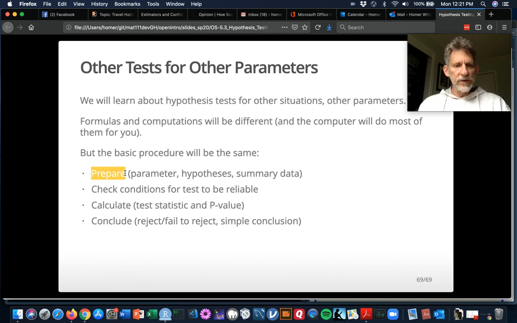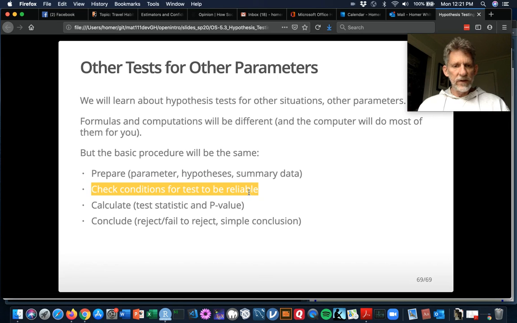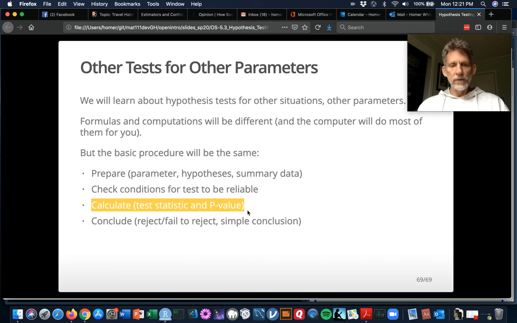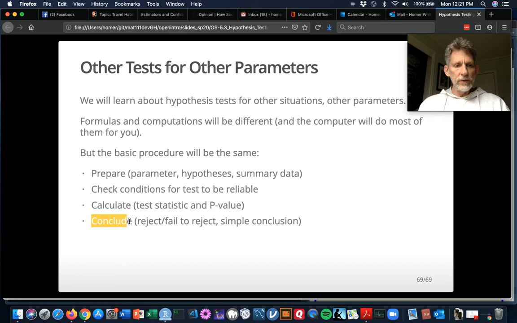You're going to have a prepare step where you define a parameter of interest, state your hypotheses, and set up whatever summary data is going to be needed for the test. You're going to need to check some conditions for the test to be reliable for most of the tests that we do. You're going to have to look at what R gives you for the test statistic and the p-value. And you're going to have to use that to draw your own conclusion as to whether you're going to reject or fail to reject the null. And you're going to need to write that simple conclusion about how much evidence the data provided this time against the null hypothesis.